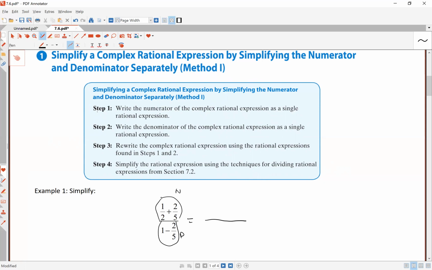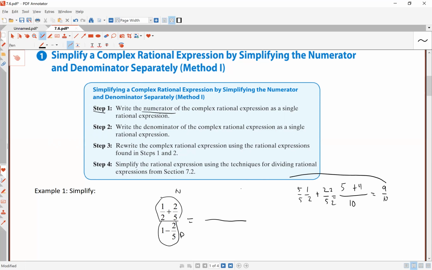So step 1 is to take the numerator and write it as a single rational expression, 1/2 plus 2/5. Those dictate a denominator of 10. 2 goes into 10, 5 times. So we multiply this one top and bottom by 5. 2/5: 5 goes into 10 2 times. So we multiply this one top and bottom by 2, and we get 4. Now my numerator is 9/10.